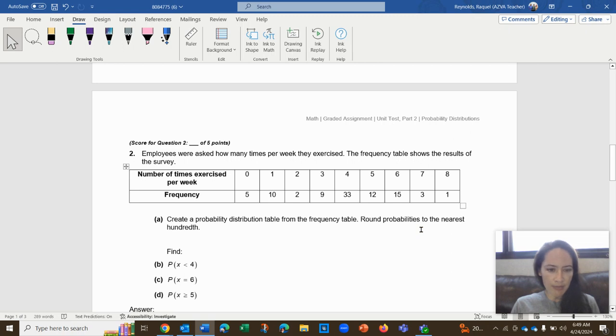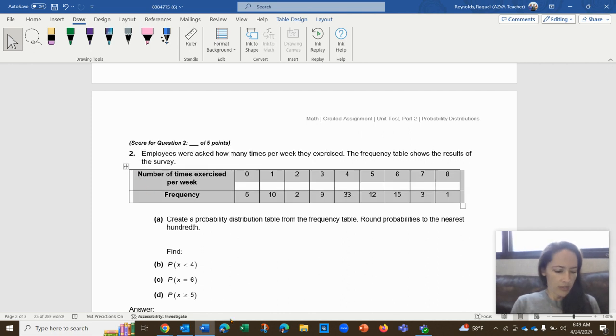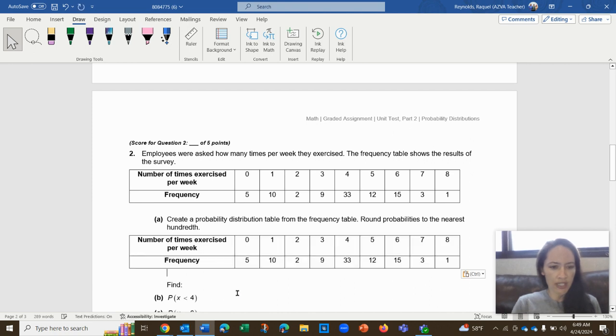Employees were asked how many times per week they exercise. The frequency table shows the results of the survey. All right, friends. So you can do this trick. Click this. Control C to copy it. Come down here, Control V. And you can call this the relative frequency if you want. It's the same thing. But we're just going to need to change these numbers to a probability, a proportion.